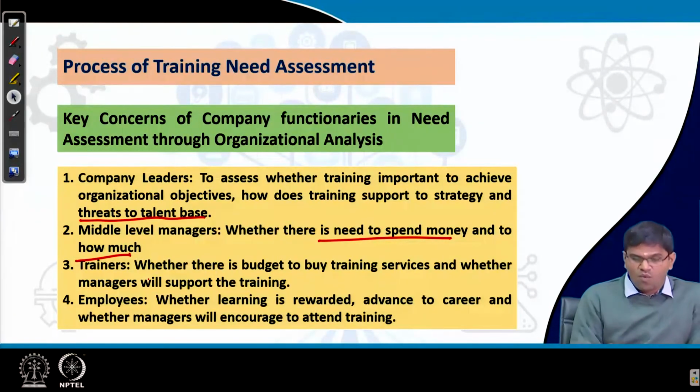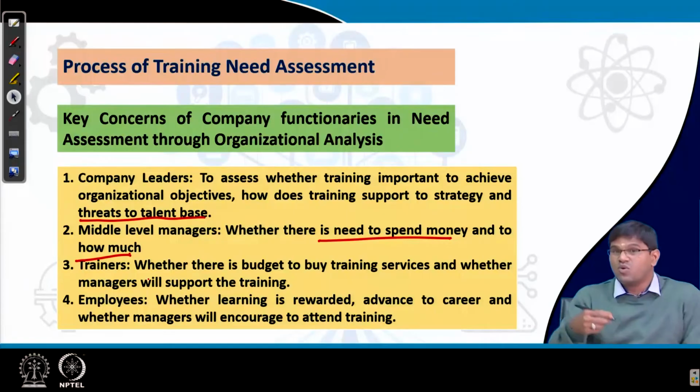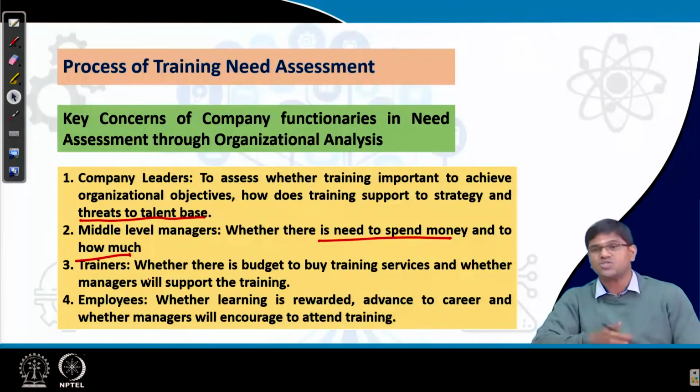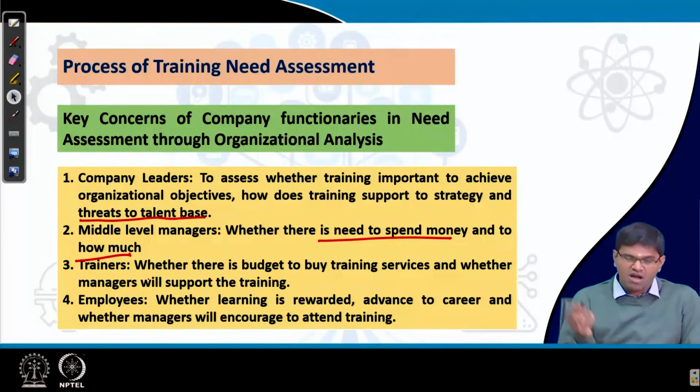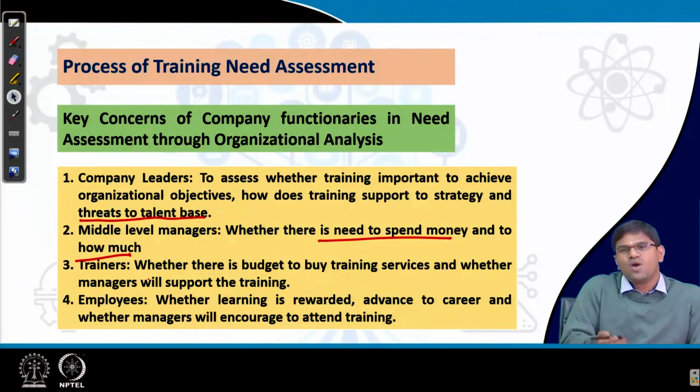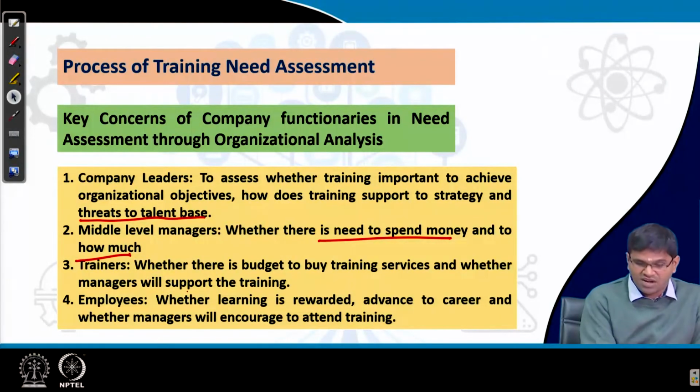Then trainers: whether there is a budget to hire an outside agency or an academic institution, or probably trained people who can deliver this training program, or my managers who have a certain skill set and can actually conduct the training program. So that has to be done.